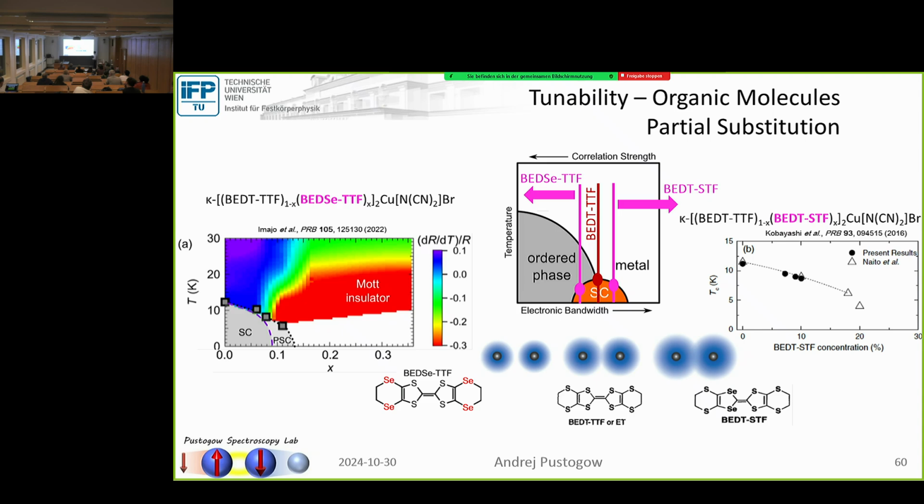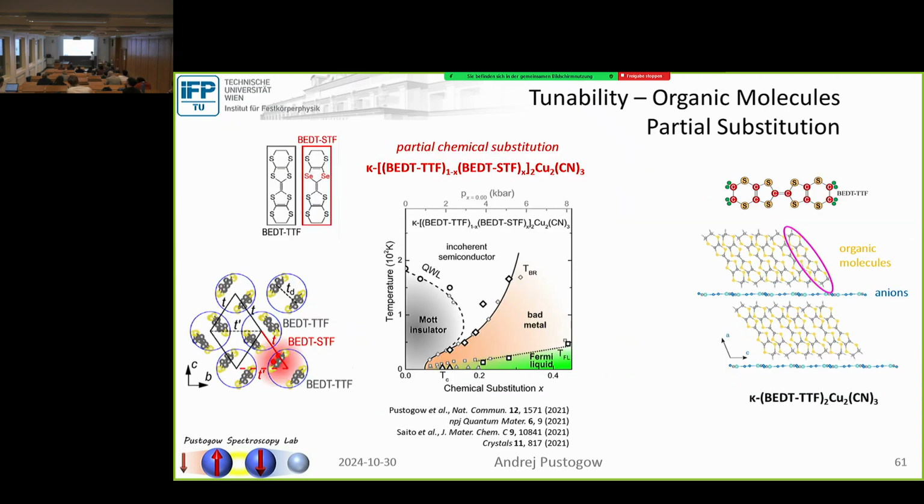But when we use these STF molecules, these ones, then we start from here and go to the metallic side. So superconductivity is also suppressed, but the sample remains metallic in the end. So these are very nice studies.